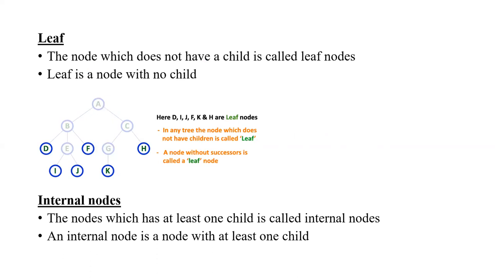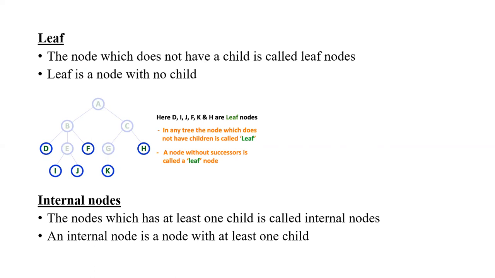Leaf. The node which does not have a child is called a leaf node. A leaf is a node with no child. Here, D, I, J, F, K, and H are leaf nodes. So those nodes do not have any children, so they are going to be called as leaf nodes. So a node without any successors is called as a leaf node.